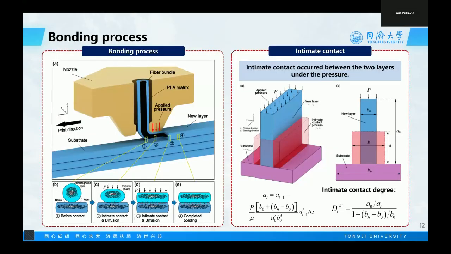The bonding process in 3D printing is shown in the left figure. We can see that the material is deposited from the nozzle, and the material is gradually deformed under the printing pressure, and then the material bonds to the previous layer. We first model the intimate contact occurring between the two layers under the pressure, and the intimate contact model is based on the thermoplastic model proposed by Lee and Springer. The single filament section is simplified to a rectangle to calculate the intimate contact degree.